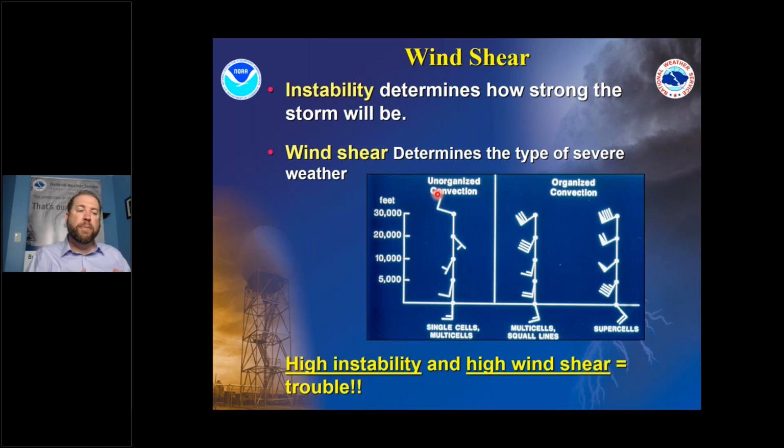So for example, instability, CAPE: if you have really, really high CAPE, you have a lot of potential, but it depends on how much shear you have to determine if we're going to get an organized outbreak with supercells, or is it going to be unorganized. So if you've got some decent instability and the wind shear is okay, you're going to have single cells, multiple cells, kind of unorganized. We call these pulse storms. There's not a lot of shear, so they pulse up and they collapse on themselves.